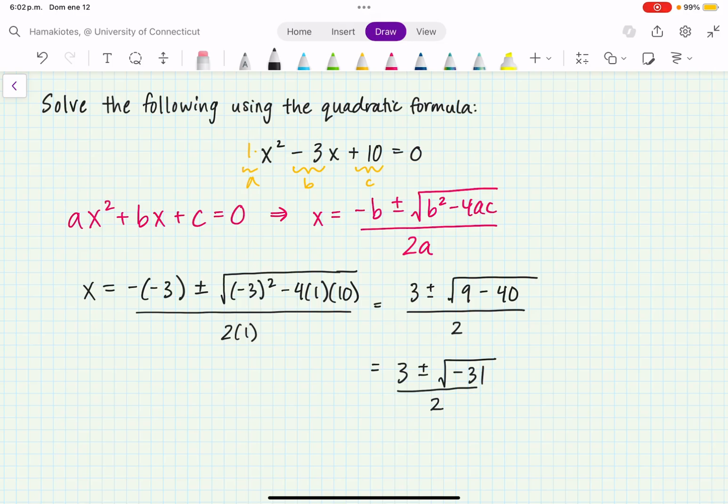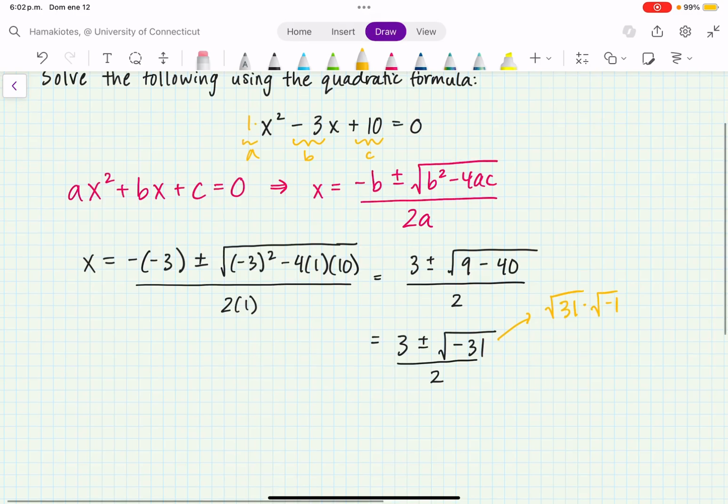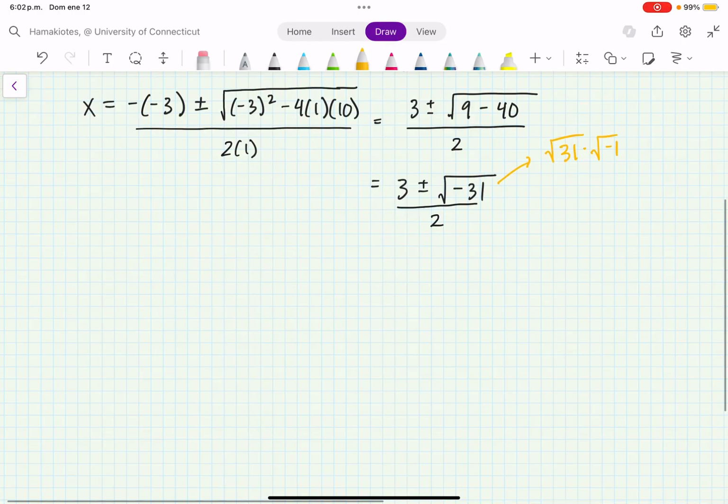So now I'm going to rewrite the square root of minus 31 as the square root of 31 times the square root of minus 1. And why am I doing this? Because the square root of minus 1 equals i, which is an imaginary number. So now I can rewrite this as 3 plus or minus square root of 31 times i, over 2.